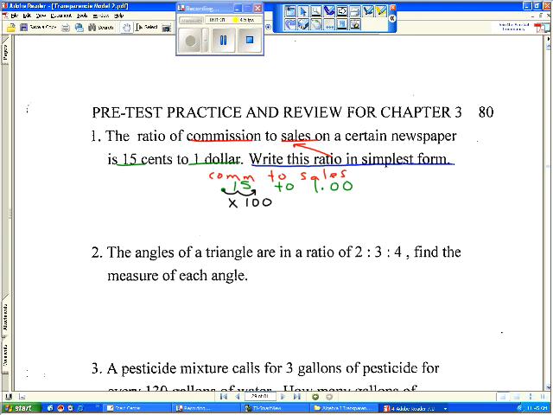100. Whatever you do to one member of the ratio, you have to also do to the other member of the ratio to keep it in the same ratio. So that gives us 15 to 100. Rule 3 of ratios says you must simplify each ratio by dividing by the greatest common factor, which is 5. So we divide by 5, and we get 3 to 20.